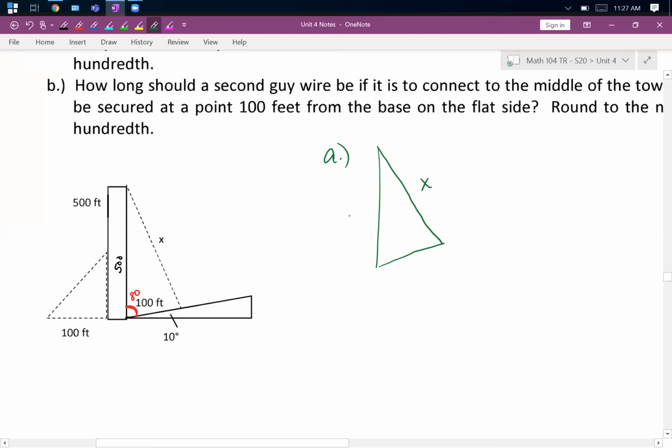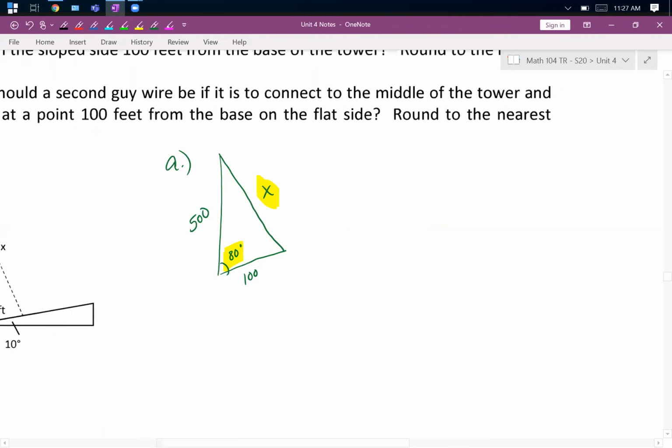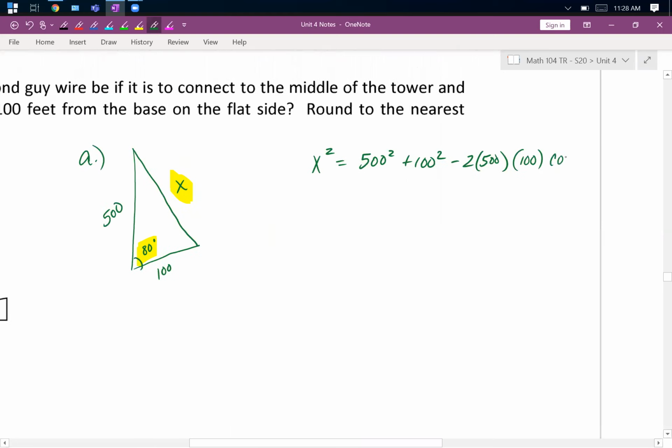Trying to find side X, knowing this side is 500, this is 80 degrees, and our bottom side is 100. I don't have a known pair, but I'm relating three sides and one angle, so that's definitely law of cosines. We always start with the side that's opposite of our angle. So this is going to be x squared equals 500 squared plus 100 squared minus 2 times 500 times 100 times cosine of 80 degrees.